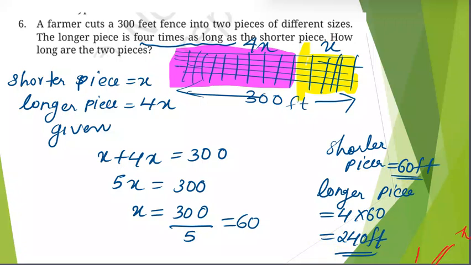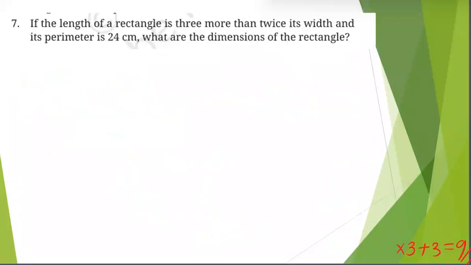Okay, now we will move to the seventh question, and this is the last question. It's given that the length of a rectangle is 3 more than twice its width and its perimeter is 24 centimeters. What are the dimensions of the rectangle? So what do we have to do? We have to take the length and width first of all.